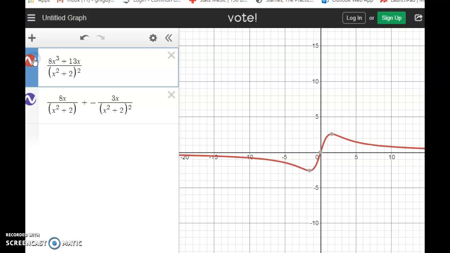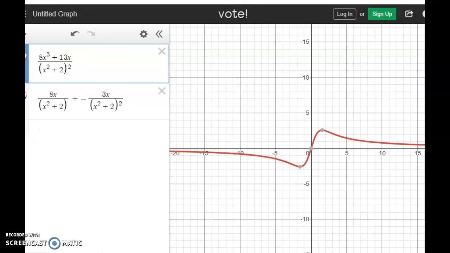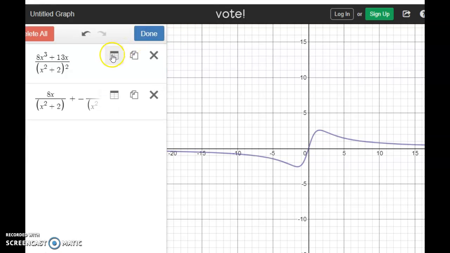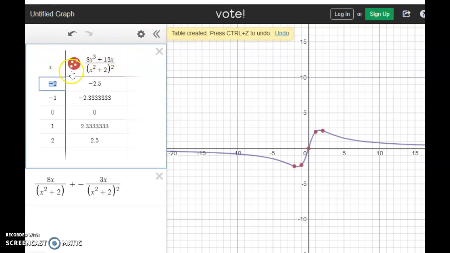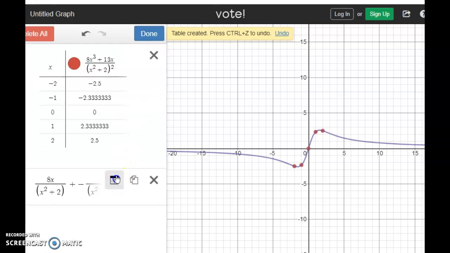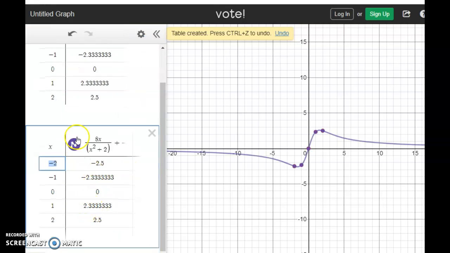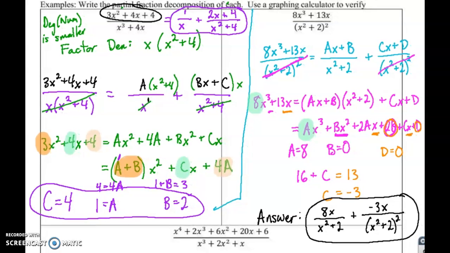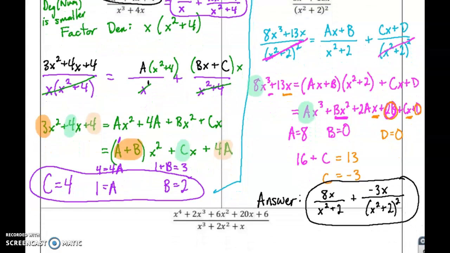But you can see as I highlight the second function, that they fall directly on top of each other, which is proving that they are equivalent. I could even go to the tables and show you that you get the same exact y value for every x value. So we did this correctly. So again, feel free to pause the video at any point, double check that you have the right answer.